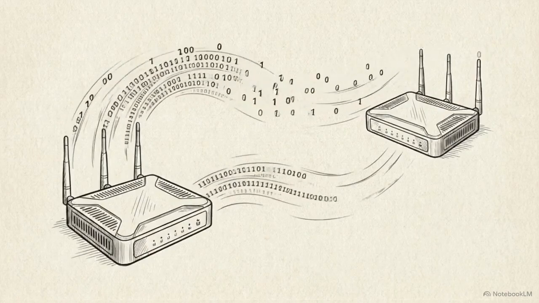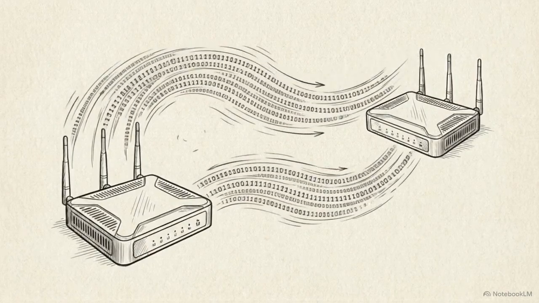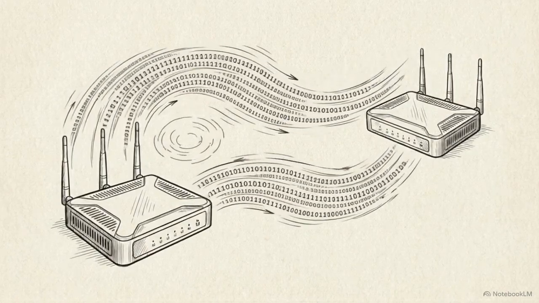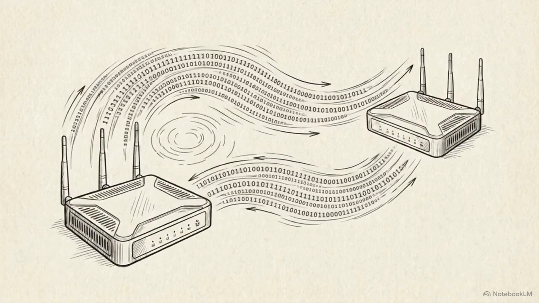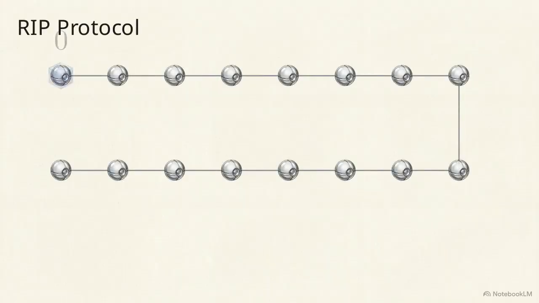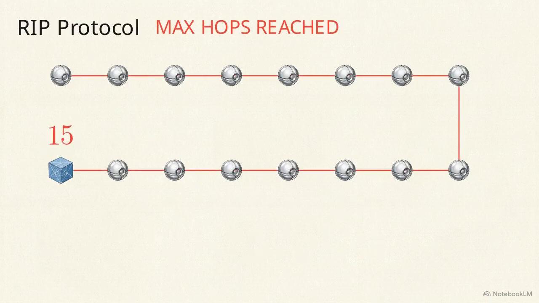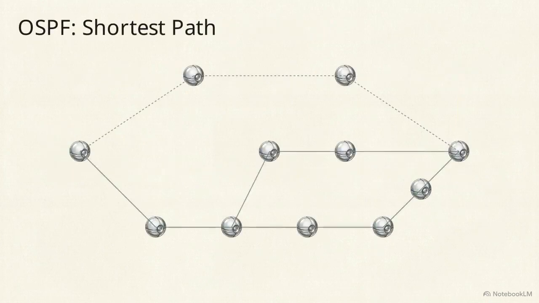Routers are programmed to constantly speak to each other using specific algorithmic languages, continuously updating their maps in real time. This network map demonstrates one of these languages, the RIP protocol. RIP determines the best route by counting the sequential jumps, or hops, between nodes, stopping at a strict maximum limit of 15. To find even faster paths, other protocols are used.